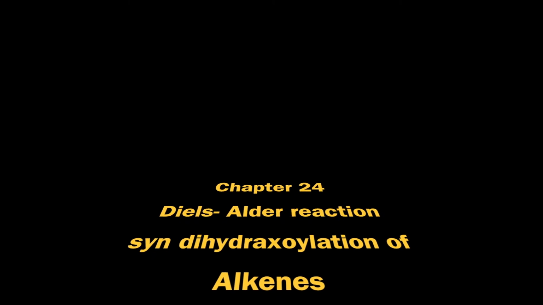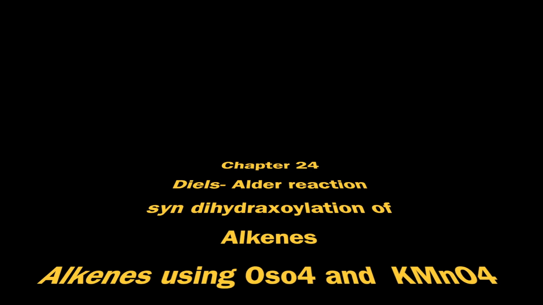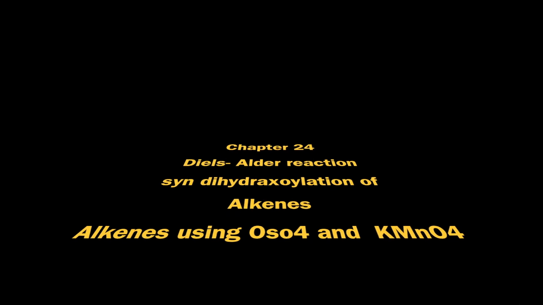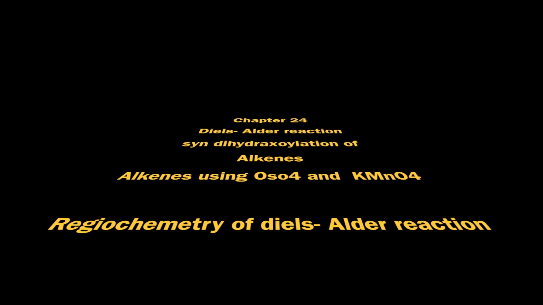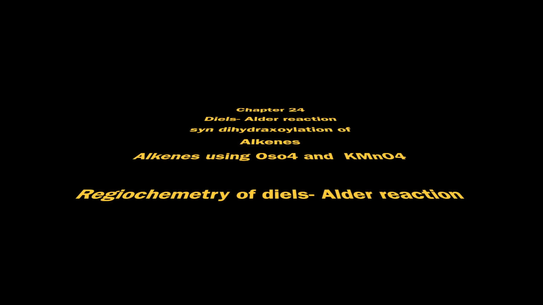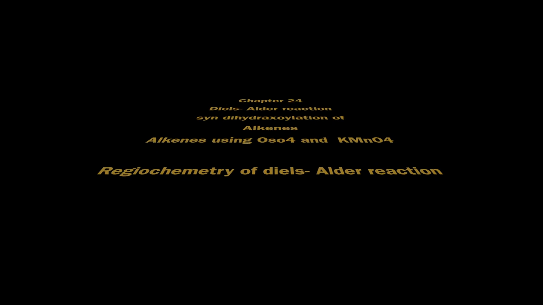Today in chapter 24, we're going to talk about four important things: Diels Alder reactions, syn dihydroxylation of alkenes using osmium tetroxide, and potassium permanganate. And we're also going to talk about the regiochemistry of Diels Alder reactions.